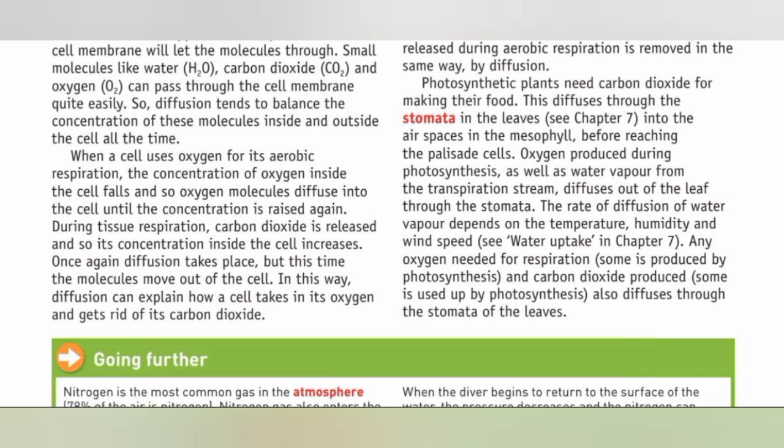So students, this was today's lecture, in which we studied the introduction of diffusion and understood how oxygen enters the cell and how carbon dioxide is removed from the cell. So hope you will get it.